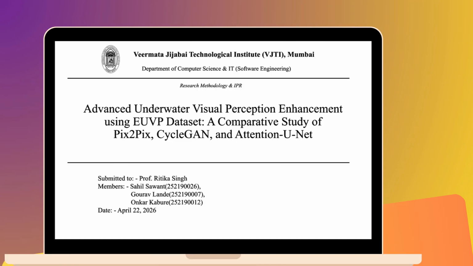Hello everyone, we are here to present our project titled Advanced Underwater Visual Perception Enhancement using the EUVP dataset, a comparative study of Pix2Pix, CycleGAN and Attention U-Net. Our project focuses on improving underwater image quality using deep learning models. I am Omkar and I will explain the introduction, motivation, problem statement and objective of our project.